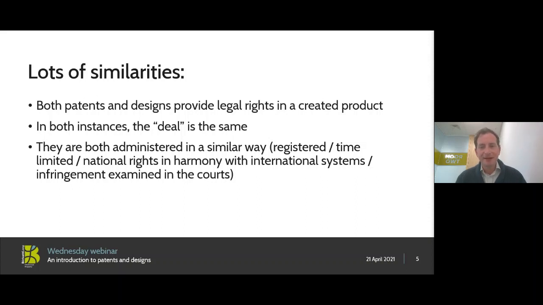But these national rights are overlaid by international systems, and this is very important, you know, especially if you're new to patent applications. So both designs and patents are subject to something called the Paris Convention. And the Paris Convention is very useful.